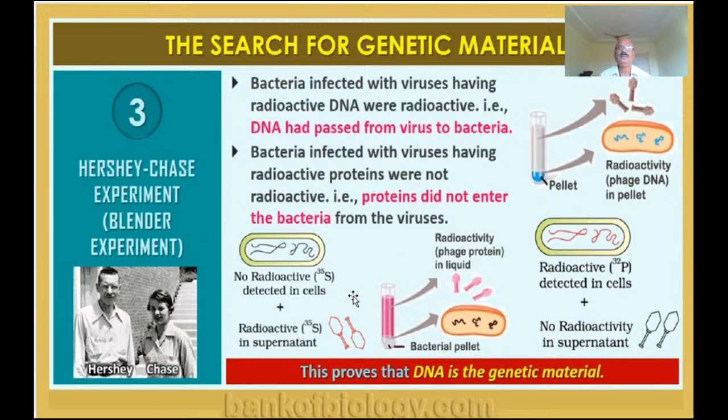So you see here, this one is not radioactive, and this one is radioactive S35. Here, in the next generation, this bacteria possesses radioactive DNA in the pellet. So in this pellet, radioactivity is there because DNA possesses radioactive phosphorus.